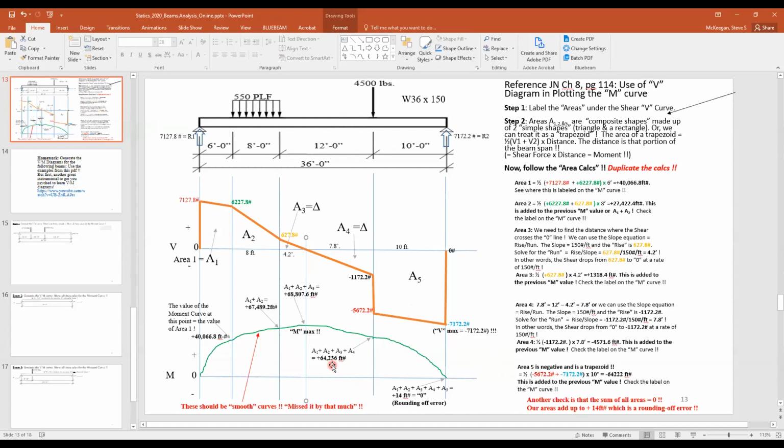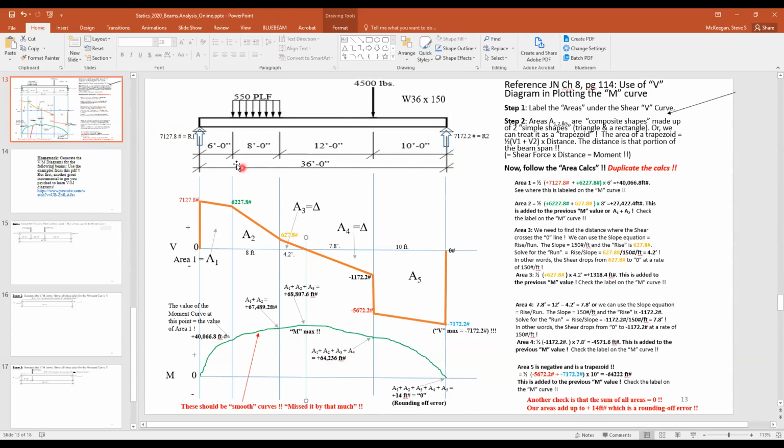Area 5 is negative, and it's a trapezoid. The two shear values are used for the trapezoid area calculation, right? This area, area 5, is 1/2. You're adding these two, they're both negative, so it's a big negative number, times 10 feet, which is the segment or the portion of the span.